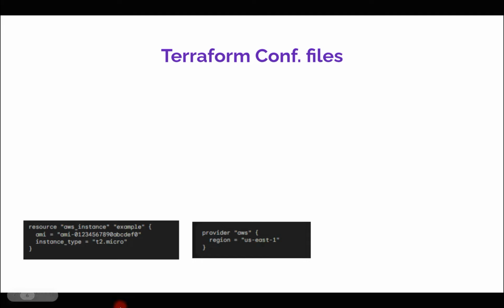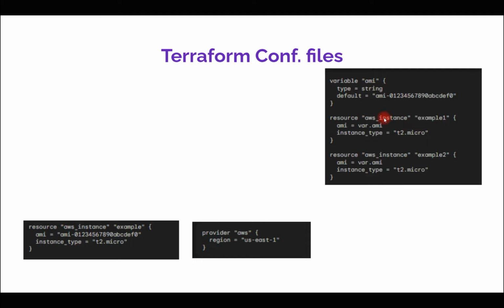Next file we have is the resource file. Normally we define resources in a main.tf file, but we can have this file as well. So we can define resources in our Terraform main file, that is our main.tf file, that defines the resources that we want to create, manage or destroy.